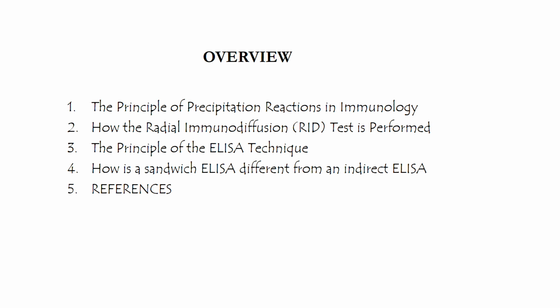The overview of what we are going to see is the principle of precipitation reaction in immunology. For the next question, we will look at how the radial immunodiffusion (RID) test is performed. The next question will be the principle of ELISA techniques. We will end by differentiating the sandwich ELISA from the indirect ELISA. Then at the end, we'll put the references where you can go and check if you need more detailed information.